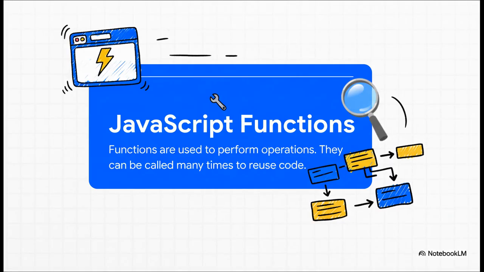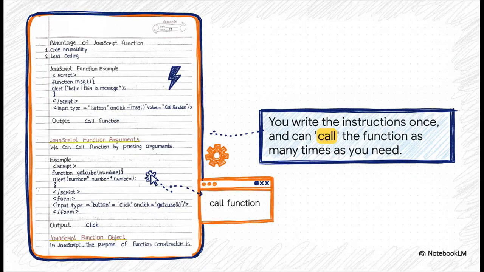All right, next up, functions. Now, if variables are kind of like the nouns of JavaScript, then functions are definitely the verbs. They're basically little bundles of instructions that you can write just one time and then use over and over and over again. This idea of reusability, it's incredibly powerful. And here's a perfect example right from the notes. See this? A function is created, it's called MSG, and its only job is to pop up a message that says, "Hello, this is a message."